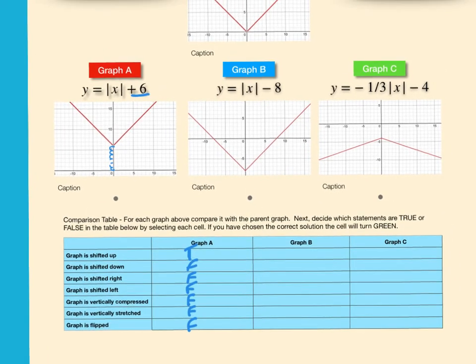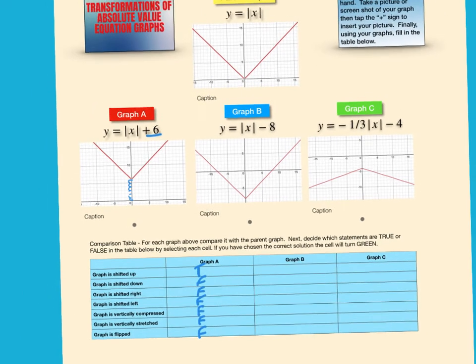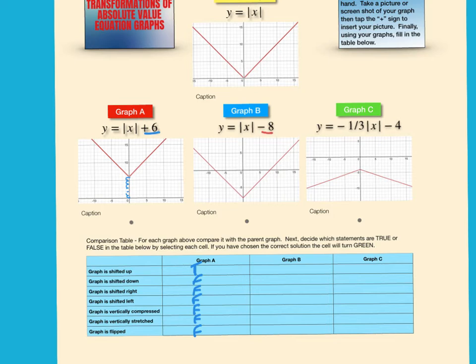Interesting. Let's try B. Hopefully you got a graph that looked just like this. What's different about the equation compared to the parent graph? We've just got this -8, right? This one didn't have anything.